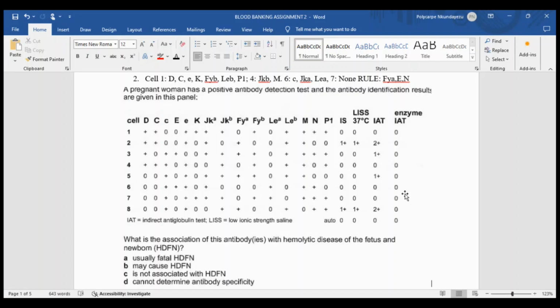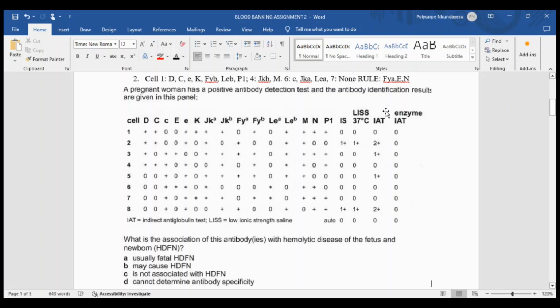There's one reason. As you look at our panel cells, at 37 degrees and the indirect antiglobulin test phases, the reaction is observed. Of course we are using low ionic strength solution to enhance the reaction, but still the reaction is taking place with very low strength, which is 1+ or 2+ strength. But if you look at enzyme treatment, antiglobulin testing, everything is negative.